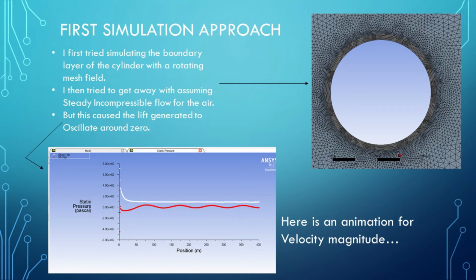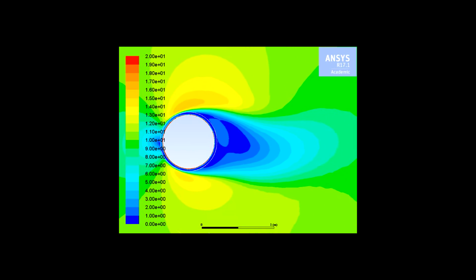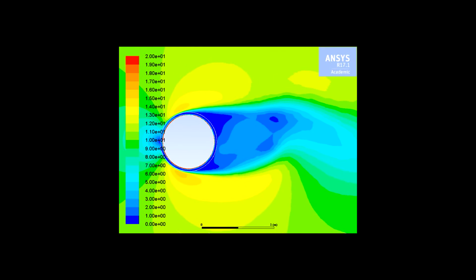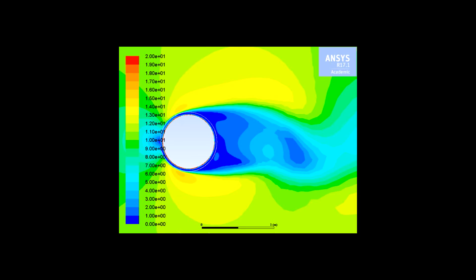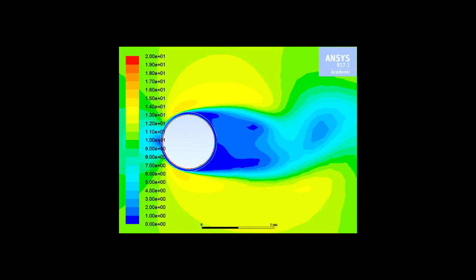I first tried simulating the boundary layer of the cylinder with a rotating mesh field. I then tried to get away with assuming steady and compressible flow for the air. But this caused the lift generated to oscillate around zero. Here is an animation for velocity magnitude. Notice how the velocity field shifts up and down when in reality for a rotating object, the velocity field should be directed down.